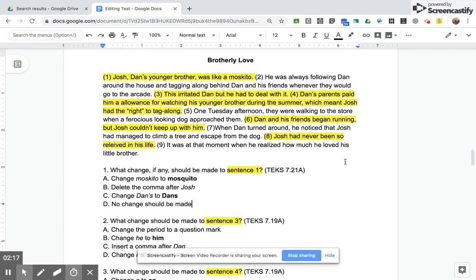Dan and his friends began running, but Josh couldn't keep up with him. When Dan turned around, he noticed that Josh had managed to climb a tree and escape from the dog. Josh had never been so relieved in his life. It was at that moment when he realized how much he loved his little brother.